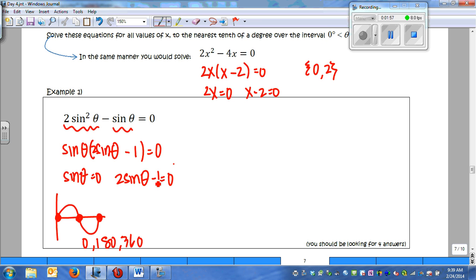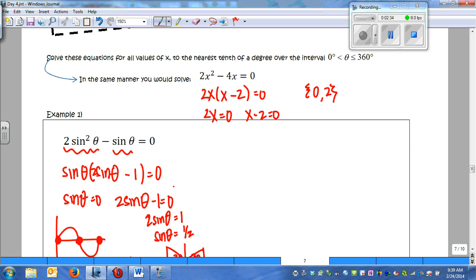Let's do this other one. If we add 1 to both sides, we see that 2 sine theta equals 1. So sine theta equals 1/2. That's a positive 1/2. I know of two places where sine is positive, quadrant 1 and quadrant 2. Now, what's my reference angle? Well, the angle that has a sine of 1/2, that's 30. In quadrant 1, that's just 0 plus 30. In quadrant 2, that's 180 minus 30. So my two answers from this portion are 30 and 150.